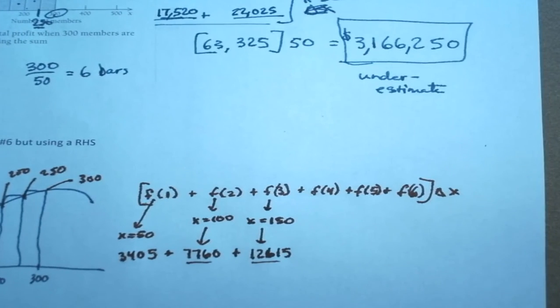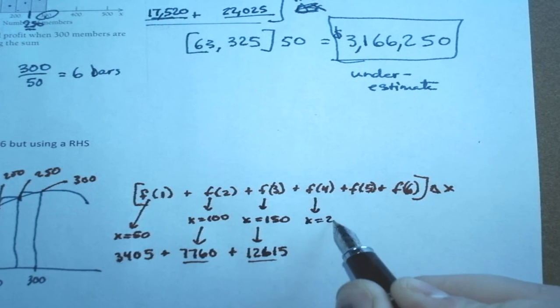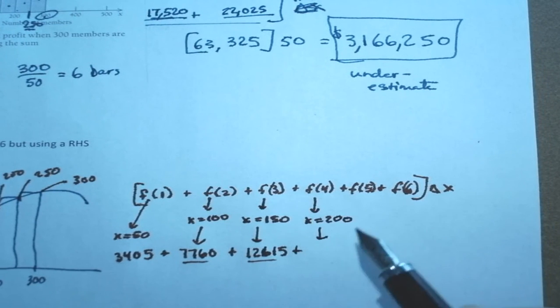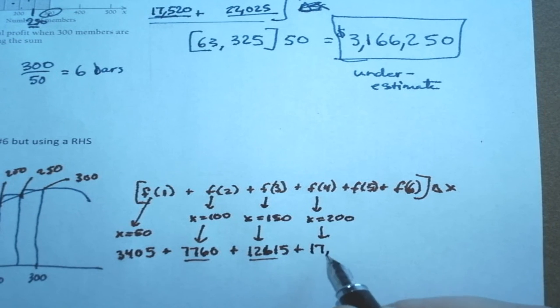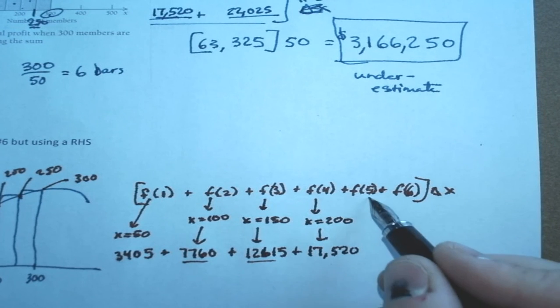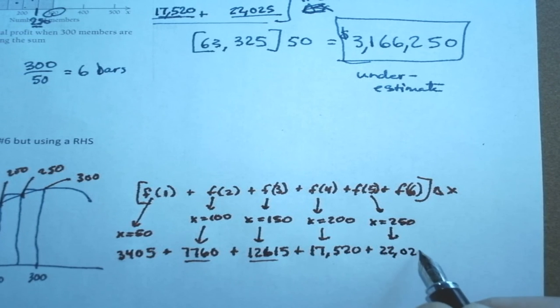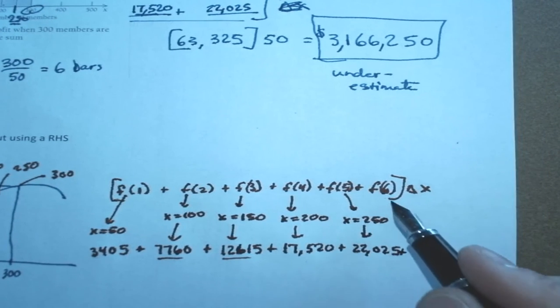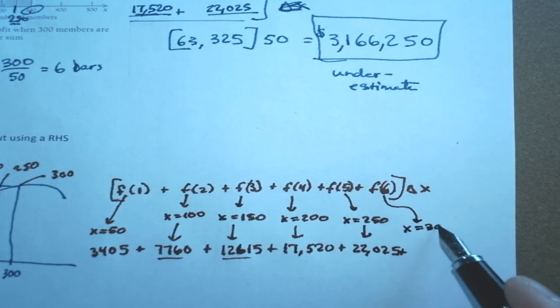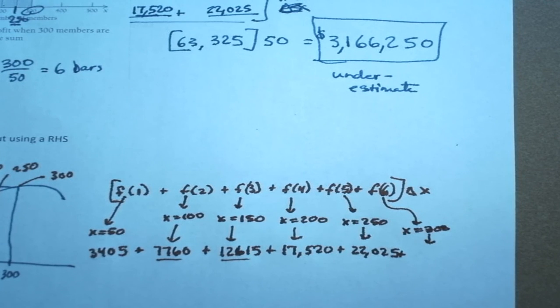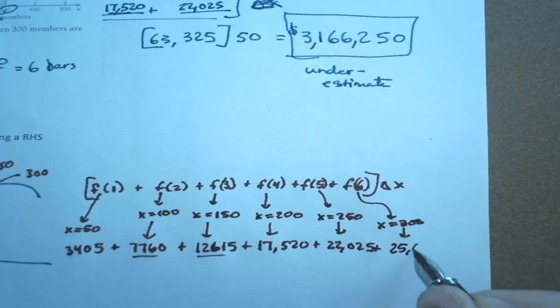So I can kind of cheat. So this will be x equals 200. We'll already have that value from up above. It's going to be 17,520. And then this will be x equals 250, and I should have that up above. It should be 22,025. And then this last one will be x equals 300. I do have to type that one in, and that'll be 25,680.